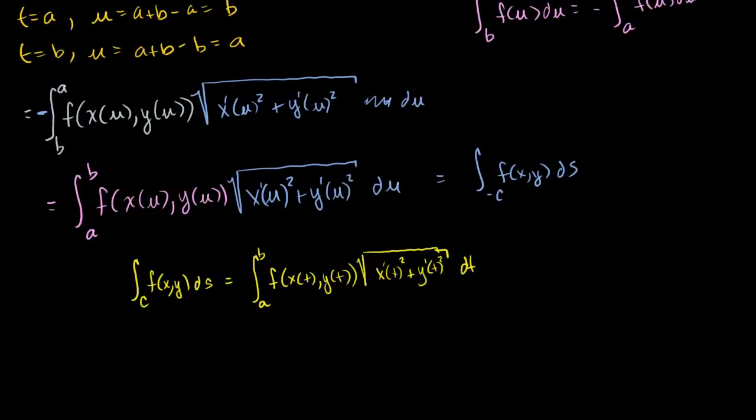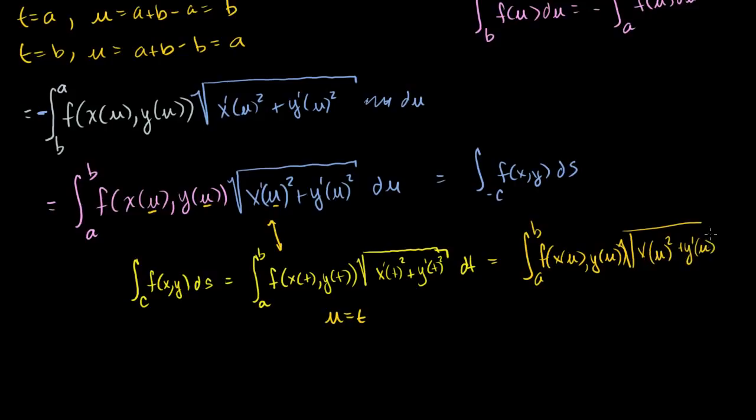Well, they actually look pretty similar, right? Over here, for the minus curve, we have a bunch of u's. Over here, for the positive curve, we have a bunch of t's, but they're in the exact same places. These integrals are the exact same integrals. If you just make the substitution u is equal to t, this thing is going to be the integral from a to b of this exact same thing, f of x of u, y of u, times the square root of x prime of u squared plus y prime of u squared du. These two things are identical.